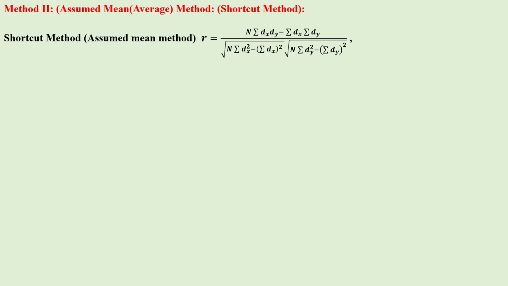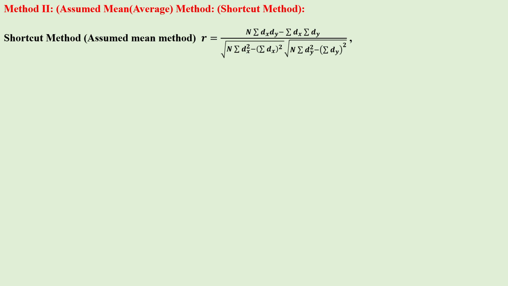Next, second method, the assumed mean method. In the previous method, deviation from the mean means x minus x bar and y minus y bar. Here, in the assumed mean method, instead of finding x bar and y bar, we just assume one number from all the x's, and similarly one number from all the y's. That is called the assumed mean method. We assume the mean instead of finding the mean, using a shortcut method.